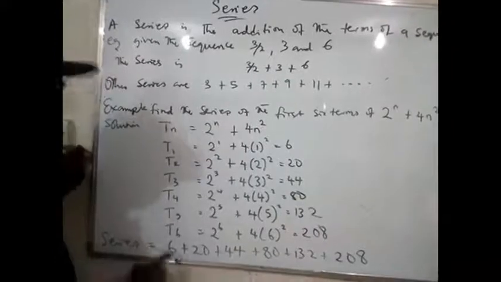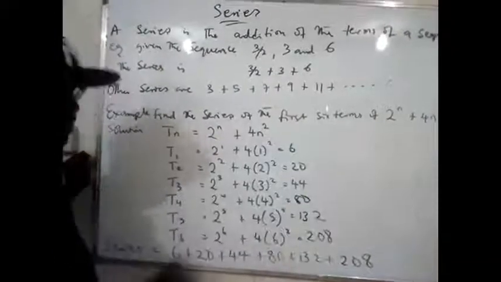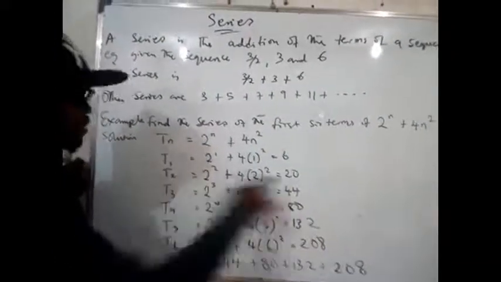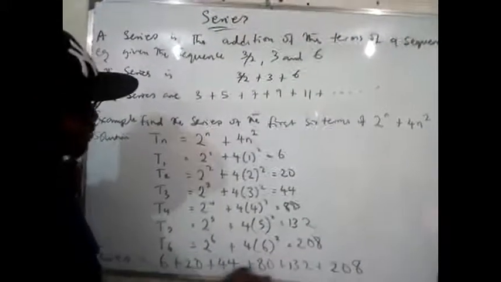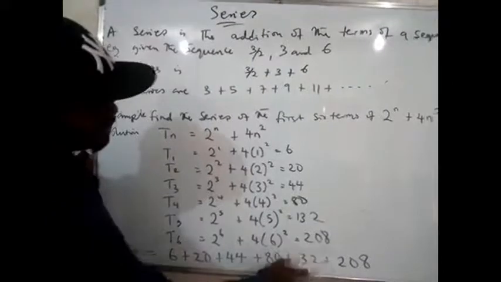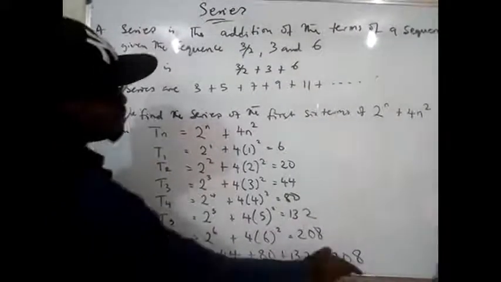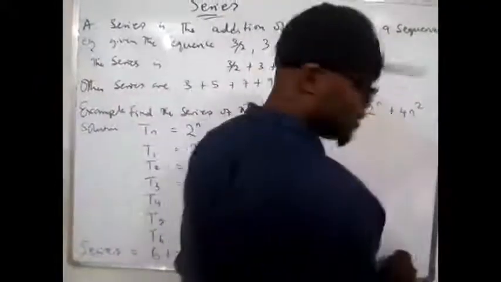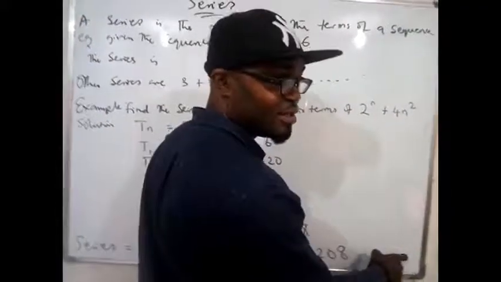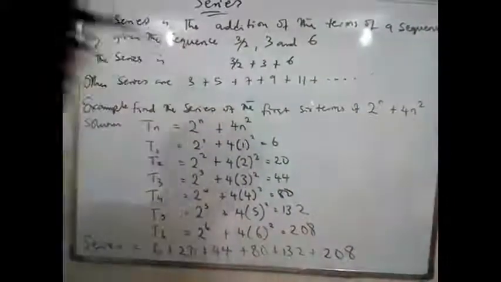So to find the series, simply add up the terms. 6 terms. The first term is 6. The second term is what? 20. The third term is what? 44. The fourth term? 108. The fifth term? 232. The sixth term? 428. So whenever you have them in this arrangement, it doesn't necessarily mean that you should add them and find the sum, because in this arrangement, we call it series.